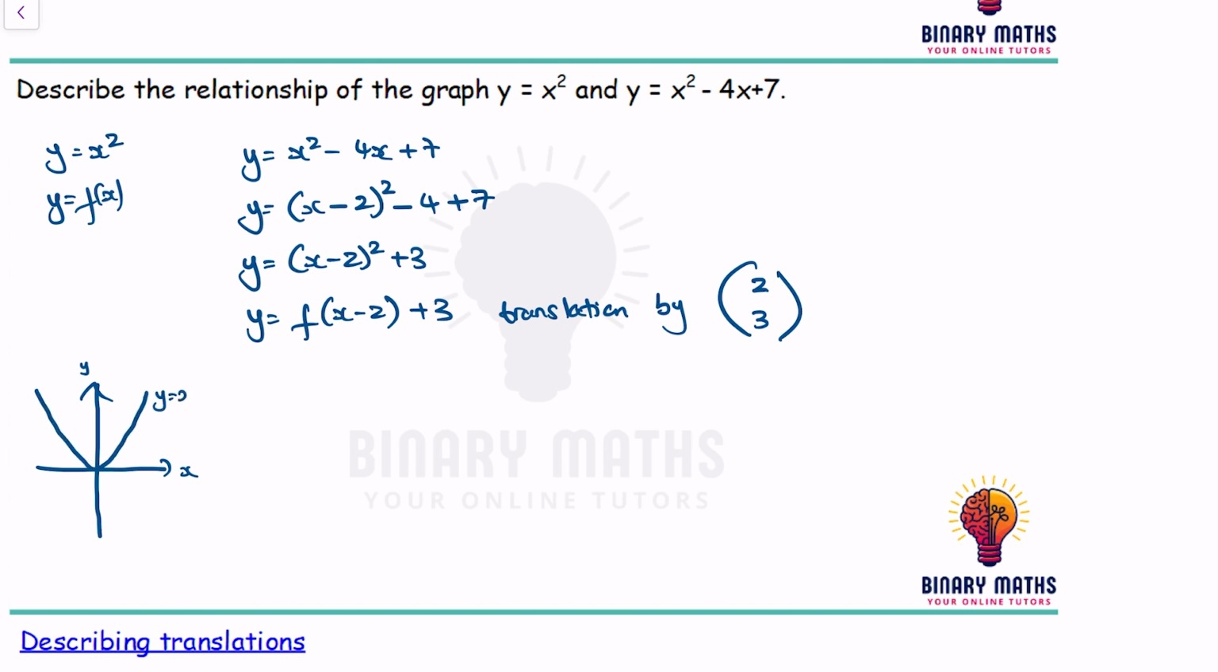So this is y = x squared, and your x squared minus 4x plus 7 is the same thing as having (2, 3) as your minimum point. So it has a minimum point at (2, 3), which means it is being translated in the x direction by positive 2. The minimum point has moved from the origin to (2, 3). So it's moved in the x direction by positive 2 and moved in the y direction by positive 3.